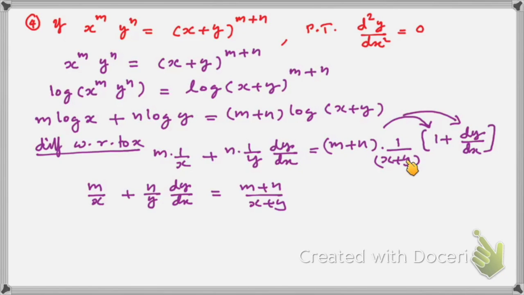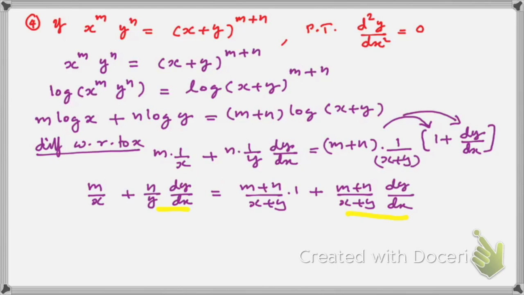is equal to m plus n into 1 by x plus y, I wrote as m plus n by x plus y. But what I'm going to do is, with that m plus n by x plus y, I open the bracket, multiply inside. So m plus n by x plus y into 1 will give me m plus n by x plus y, plus again m plus n by x plus y into dy by dx. So take this m plus n by x plus y and multiply both the terms inside. So you get two separate terms like that.